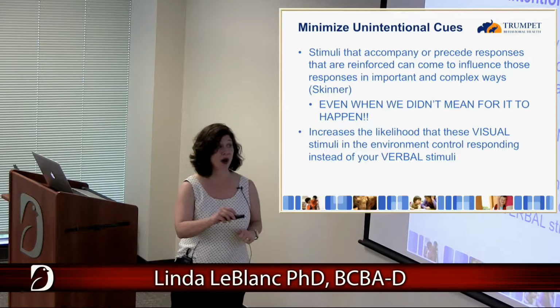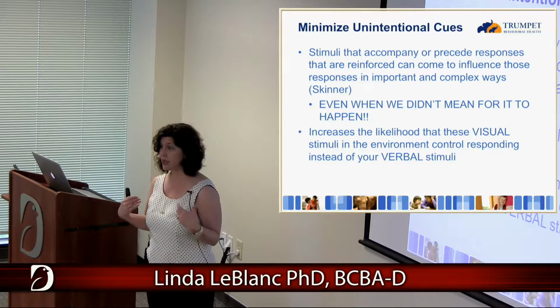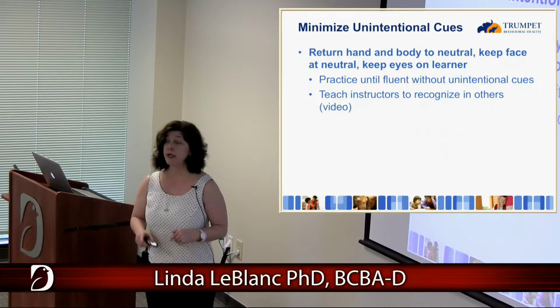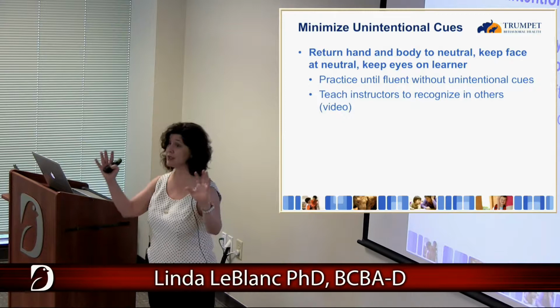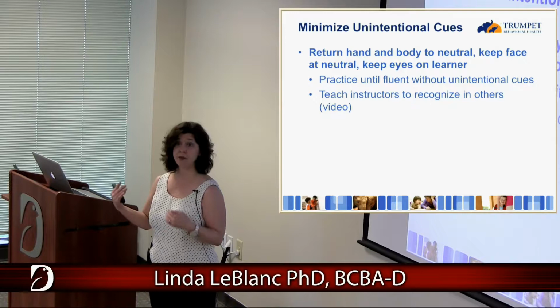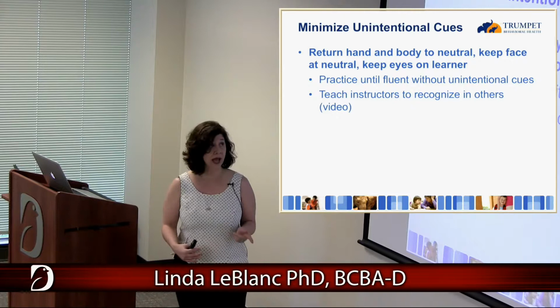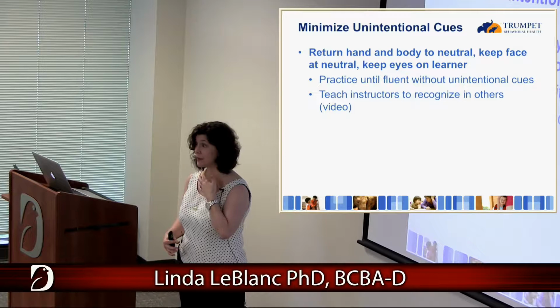Otherwise, all of these visual things like your eye gaze and your body positioning are present, and they more immediately precede the child's response and are more likely to control that responding. Okay. So there are a few things that you can do when you're doing these kinds of either array-based preparations, conditional discriminations, or simple discriminations like stand up, put it on the table, raise your hands. Couple of things. Return your hand and body to neutral. Second, keep your face neutral. So that is actively think about not, you know, hot and cold game.